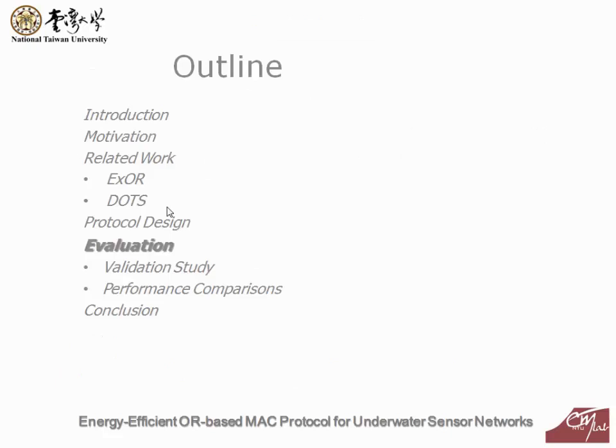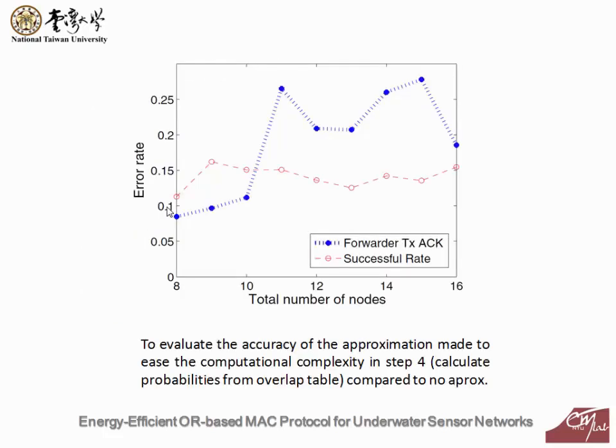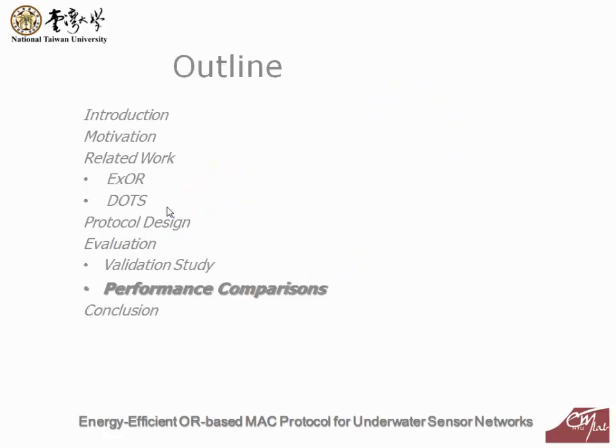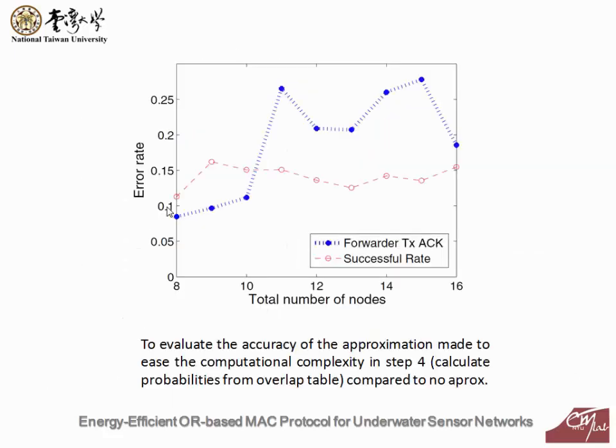Okay, the evaluation. First, the validation study. Basically we have made some assumptions to make the problem not as complex to compute. And the first part is to evaluate the accuracy of that approximation. The approximation is to ease the computational complexity in step 4, the step dedicated to calculating the probabilities from the overlap table, compared to not doing the approximation.